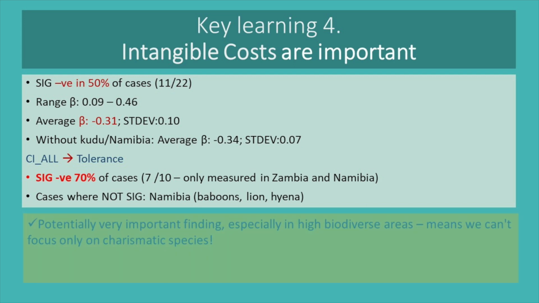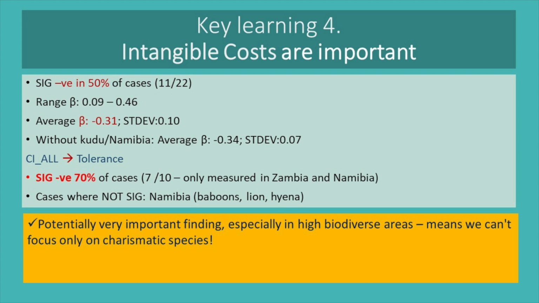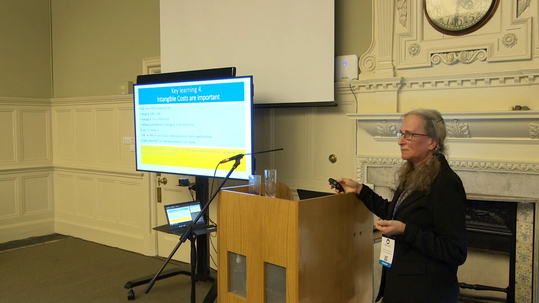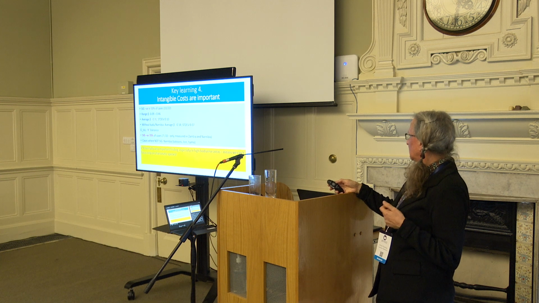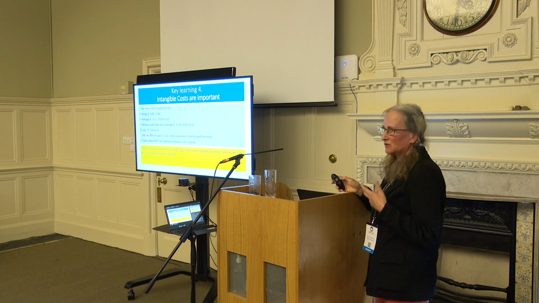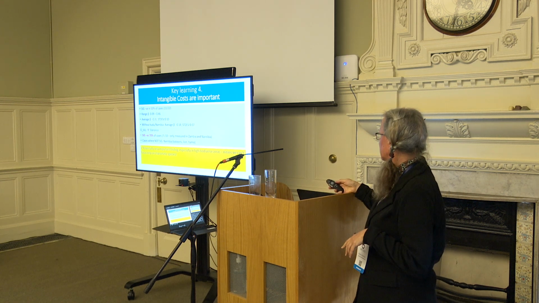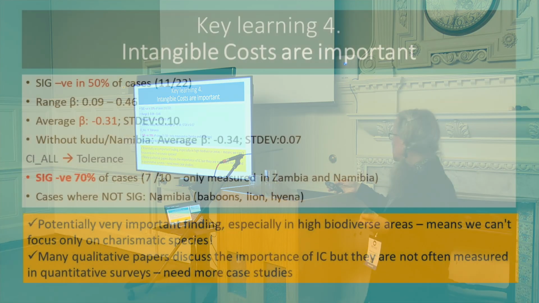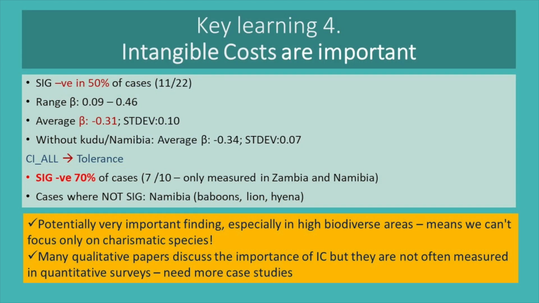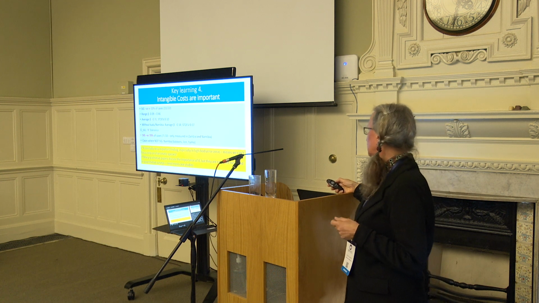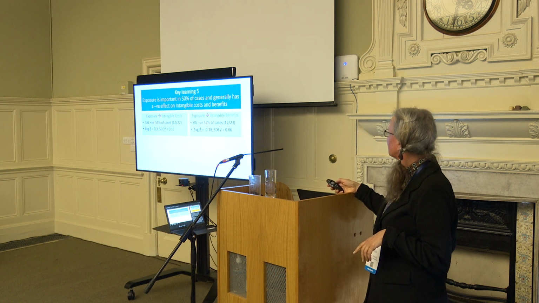So this is potentially quite an important finding, because it means that in high biodiverse areas where you have lots of different damage-causing species, we can't only focus on the charismatic species. So for example, where people experience lots of damage from bush pigs or porcupines, it could affect tolerance to like elephants or other charismatic species. And in general, many qualitative papers have highlighted the importance of intangible costs, but they're not often measured in quantitative surveys. So we need more case studies to look at that.